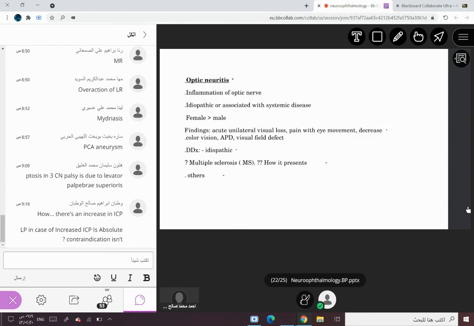So let's move to the optic neuritis. How is there an increase in ICP? I didn't get your question. Is increased intracranial pressure an absolute contraindication, isn't it? I think we answered this question. You are correct. It's an absolute contraindication if you don't do neuroimaging. Okay. If you do neuroimaging and there is no mass, you can perform lumbar puncture.